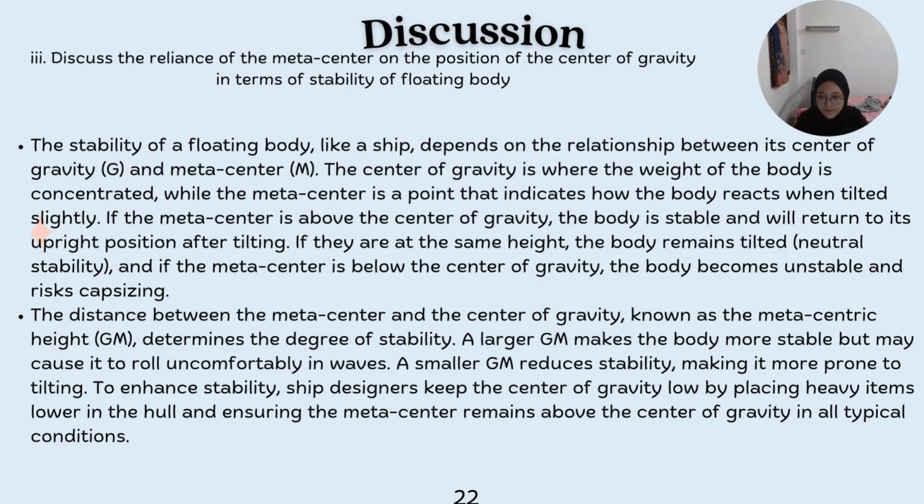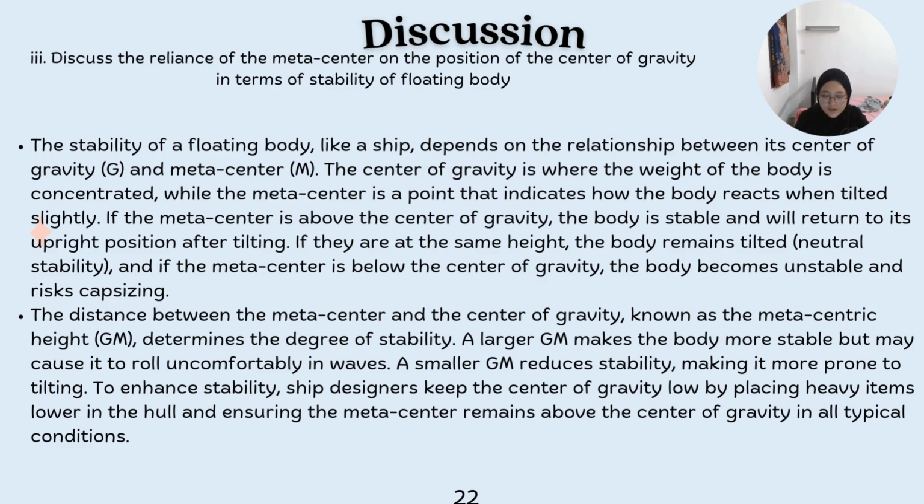For discussion number 3, the stability of a floating body like a ship depends on the relationship between its center of gravity and metacenter. The center of gravity is where the weight of the body is concentrated, while the metacenter is a point that indicates how the body reacts when tilted slightly. If the metacenter is above the center of gravity, the body is stable and will return to its upright position after tilting. If they are at the same height, the body remains tilted.